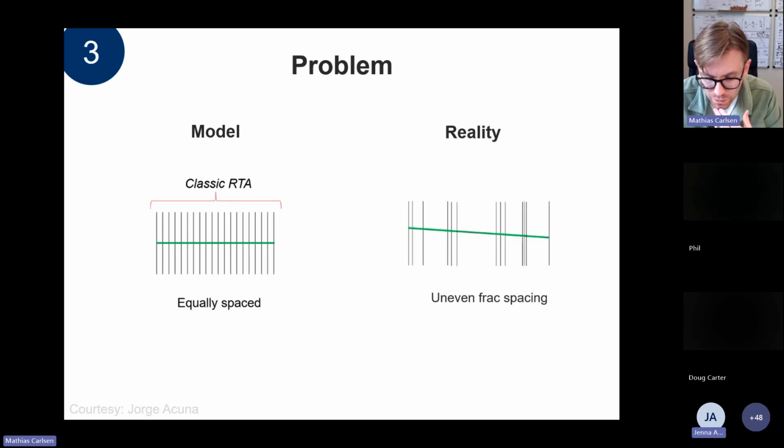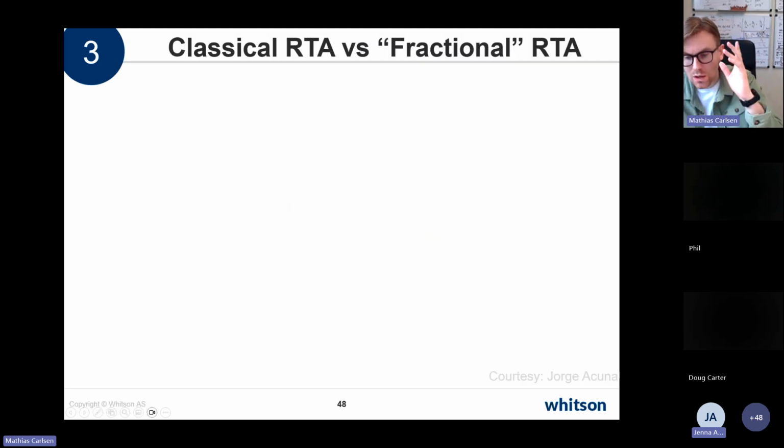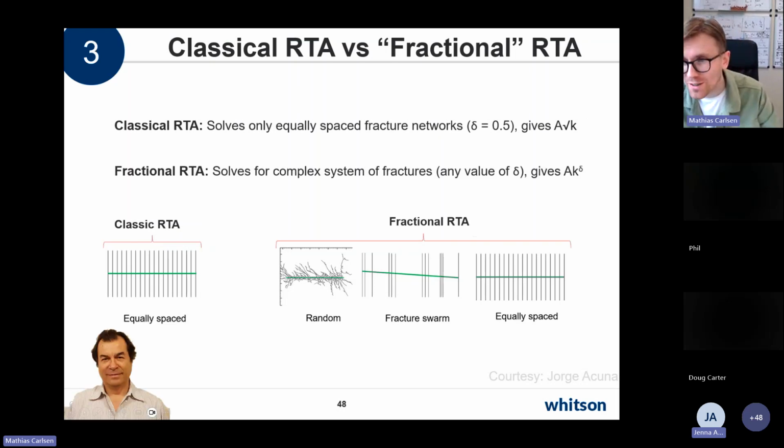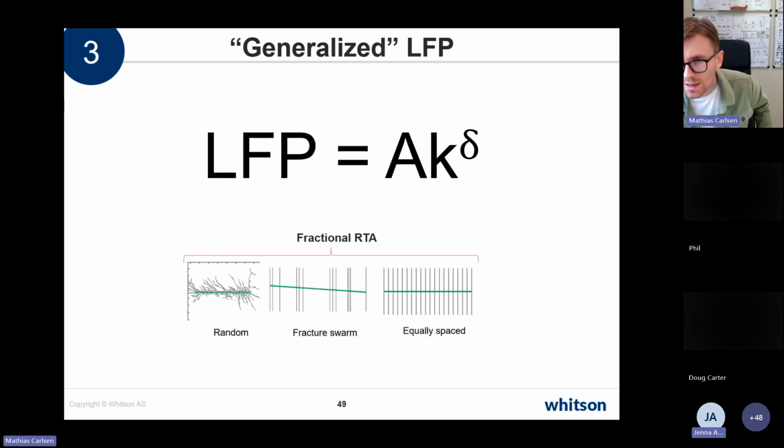and that's what's called transitional flow. So what fractional RTA is doing and helping us with is, classical RTA gives us A root K, and if you remember back to school, A root K, you could put that K to the 0.5. I think everybody remembers that. At least now you've been reminded. And fractional RTA, which comes from Horia Kuhn, solves for a complex system of fractures that gives you a K to the delta. And if that delta is 0.5, it's the same as we've always done. If it's something more complicated than that, or a different value, it's just representing something more complicated. The LFP in that sense is not A root K, it's just A K to the delta.